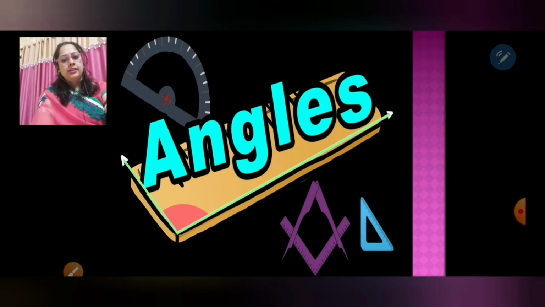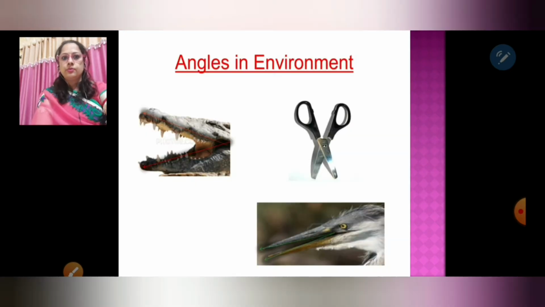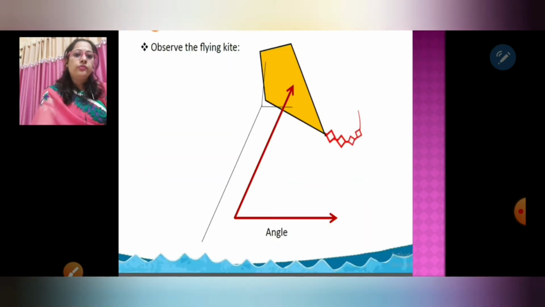Now, let's discuss the other topic, that is angles. So, children, you have all come across different angles in the environment. Like, observe this flying kite, this kite is making an angle with its string.